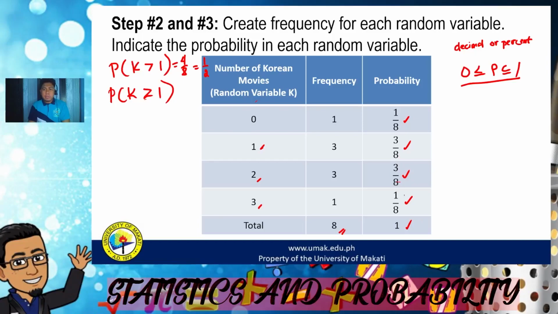And if you're going to add these fractions, we are going to have 7 eighths. Or class, po, you can illustrate your answer in decimal form. Pwede rin naman po. Okay. Now, how about in less than?